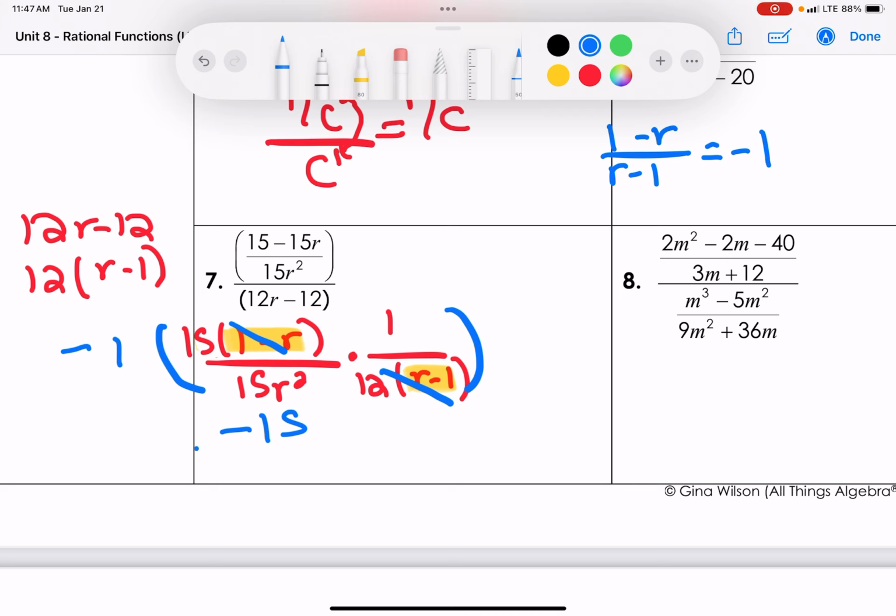And then I have this over 15r squared. Okay, so look at this. I had that 15 over the 15r squared, so these actually cancel out. The 15s cancel, right? And now I have negative 1 over, what do I have left? r squared times 12, which is just 12r squared. And that's my answer.